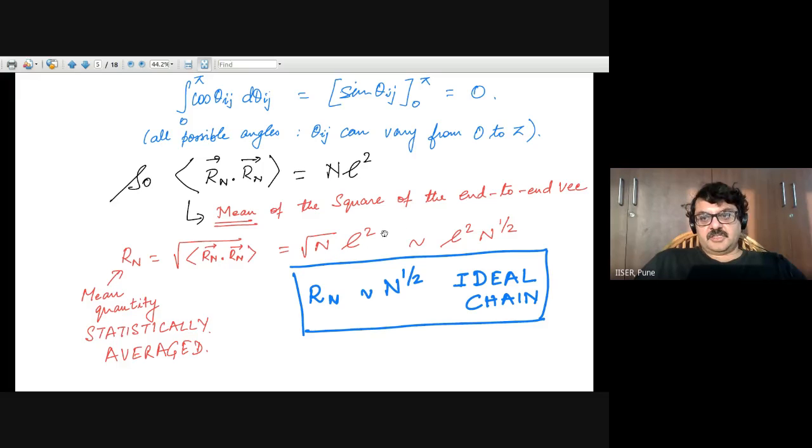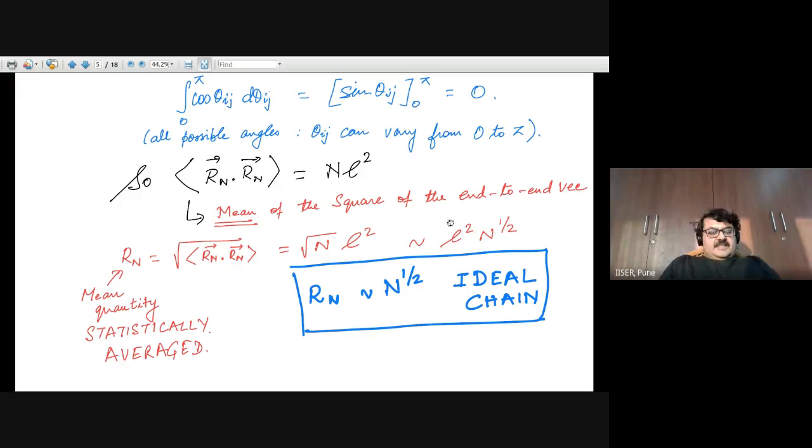And furthermore, so this is the error. This is a length, and this should not be L square, but instead it should be L. So it should be root n. So this is correct. R square average is nL square. So R square goes as n, but Rn goes as root n. So this square and this square is wrong.